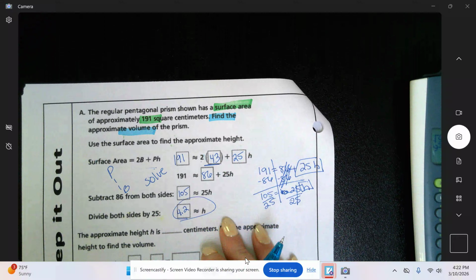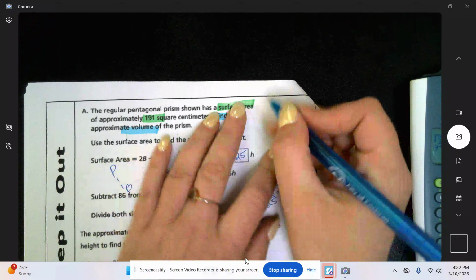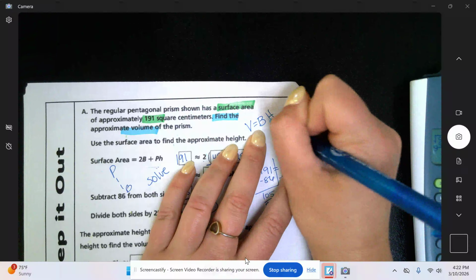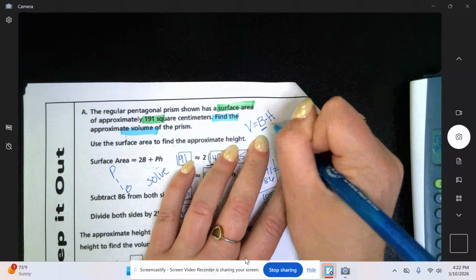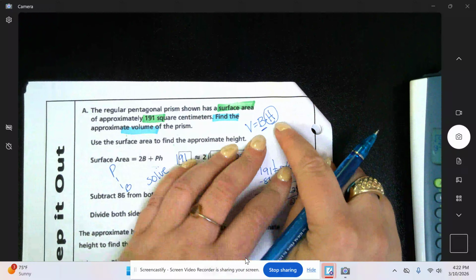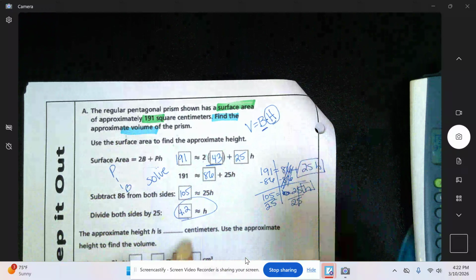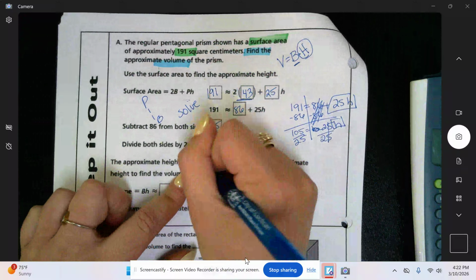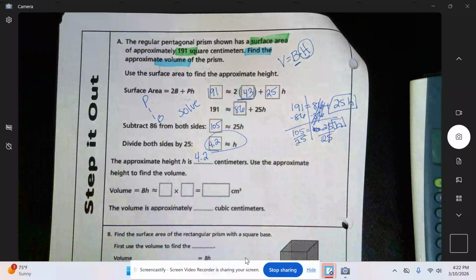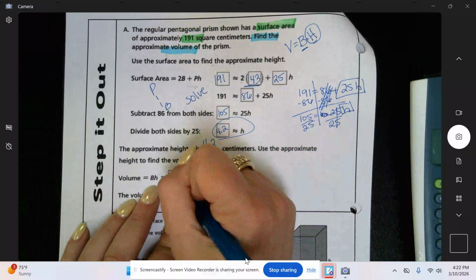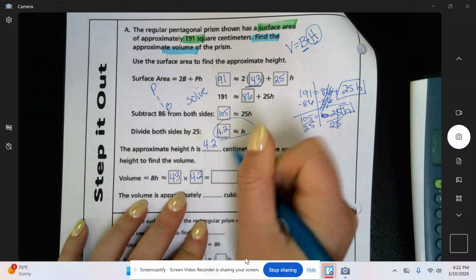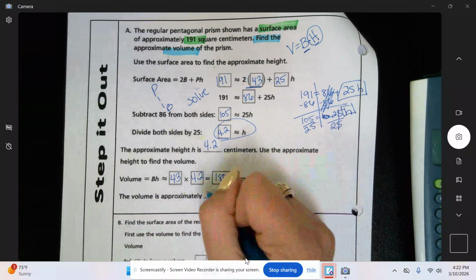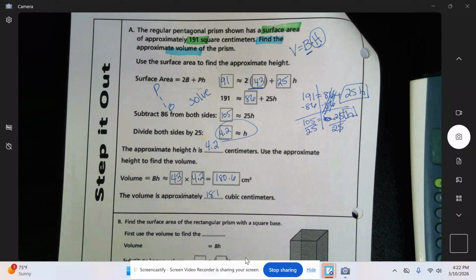Now you're probably asking, why am I going through all of this to find the volume? Well, finding the volume requires us to have the area of the base times the height. We have this, but we don't have that. But we know we can find it through the surface area. So we're kind of having to take one route to get to the other place. So if the height is about 4.2, then we can plug that into our volume formula, where the area of the base is 43 times the height. So my volume ends up being 180.6 centimeters cubed, or about 181 centimeters, if we round it to the nearest cubic centimeter.